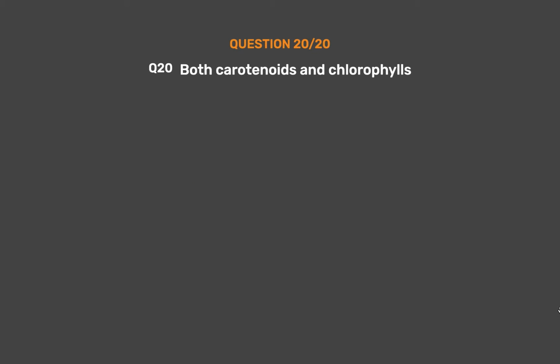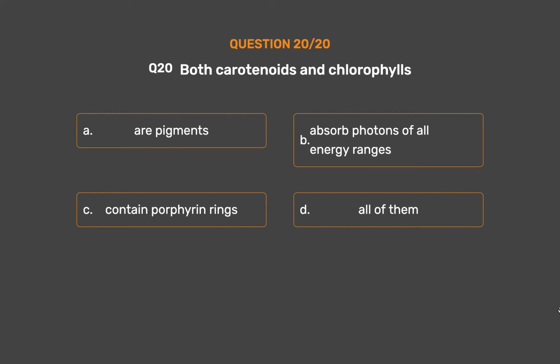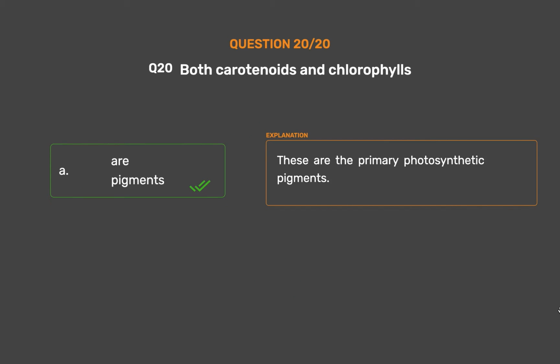Question number 20. Both carotenoids and chlorophylls, option A, are pigments. Option B, absorb photons of all energy ranges. Option C, contain porphyrin rings. Option D, all of them. The correct answer is option A, are pigments. These are the primary photosynthetic pigments.